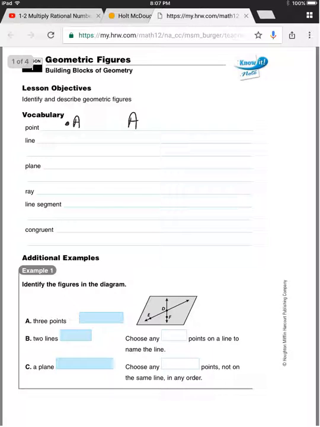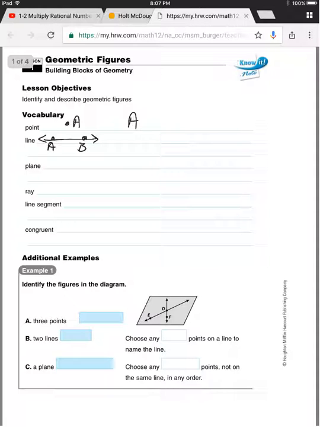Alright, the next one is a line. A line is a straight path that has no thickness and extends forever in both directions. Okay, so we have a line with an arrow on each end. Those arrows indicate it goes on forever in both directions. And if we had some points on this line, we could name it.